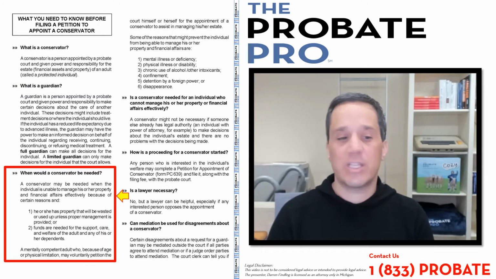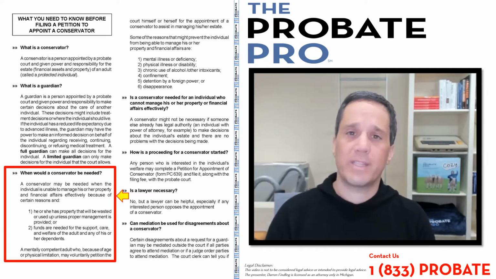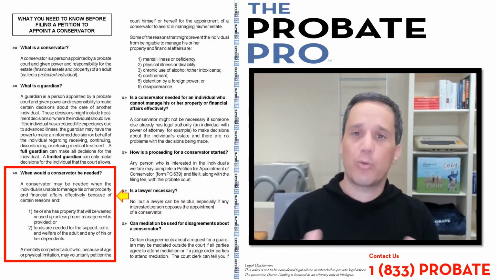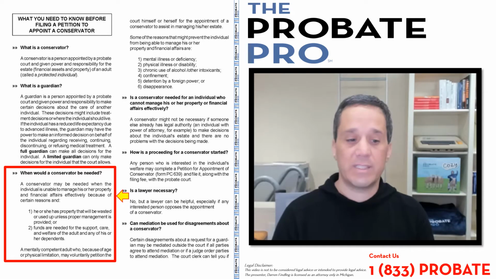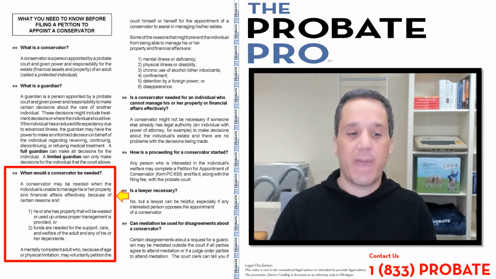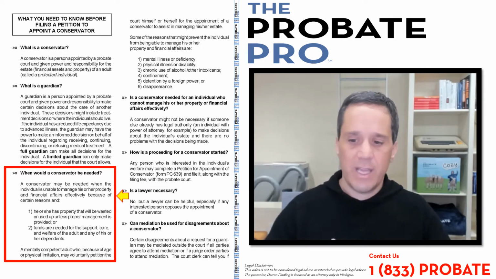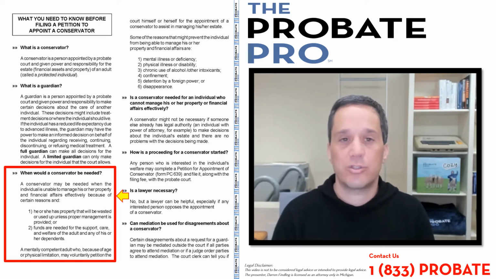The next question says, when would a conservator be needed? It's pretty straightforward here because it's statutory, and I'm going to read it right from the form. It says a conservator may be needed when the individual is unable to manage his or her property and financial affairs effectively because of certain reasons. So again, that first part about being unable to manage his or her financial affairs means there's something going on that makes them unable to effectively manage their financial or business affairs.